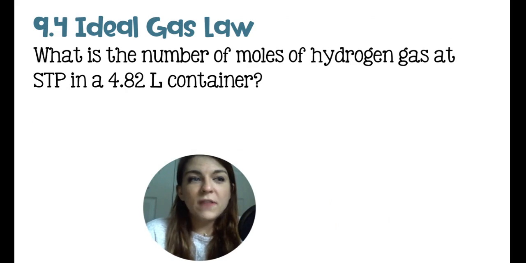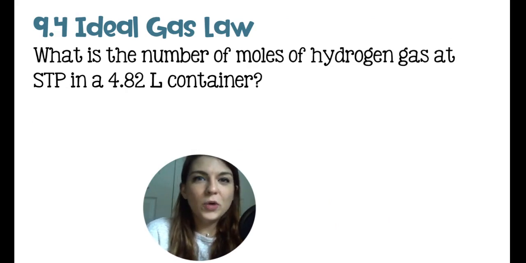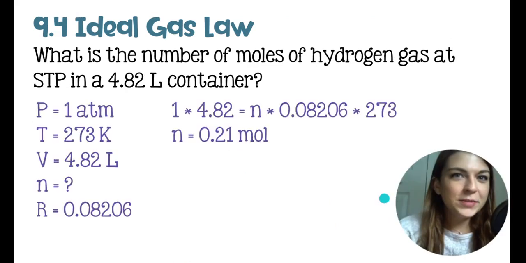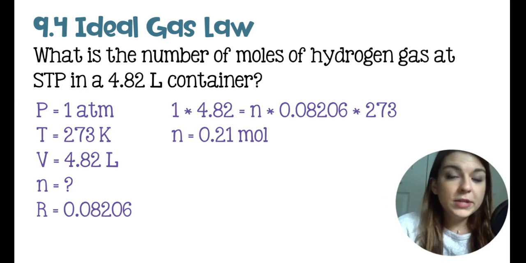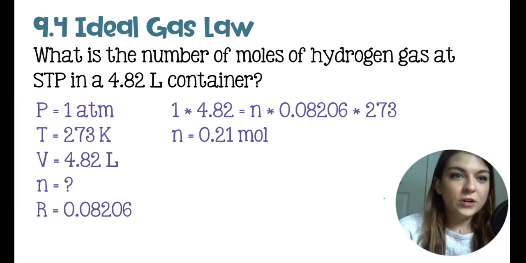Next, we're up to the ideal gas law. What is the number of moles of hydrogen gas at STP in a 4.82 liter container? So we would take all that information, plug it into the ideal gas law, and we would wind up with 21 moles of hydrogen.